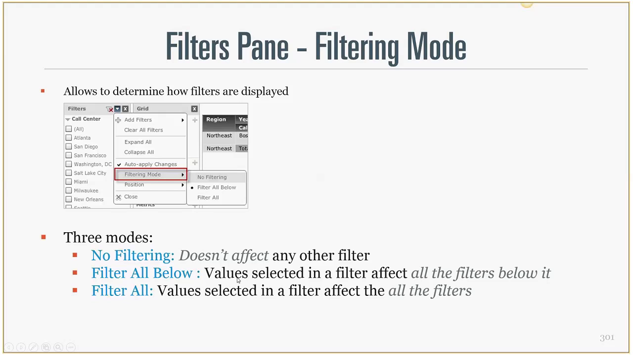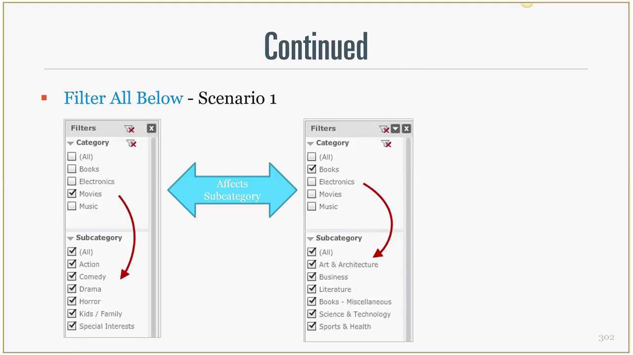Filter all below, that is, if you choose values selected in a specific filter, it will affect all the filters that are placed below it. And filter all means the values selected in the filter will affect all the filters that are placed in the visualization. Let me show you with an example.